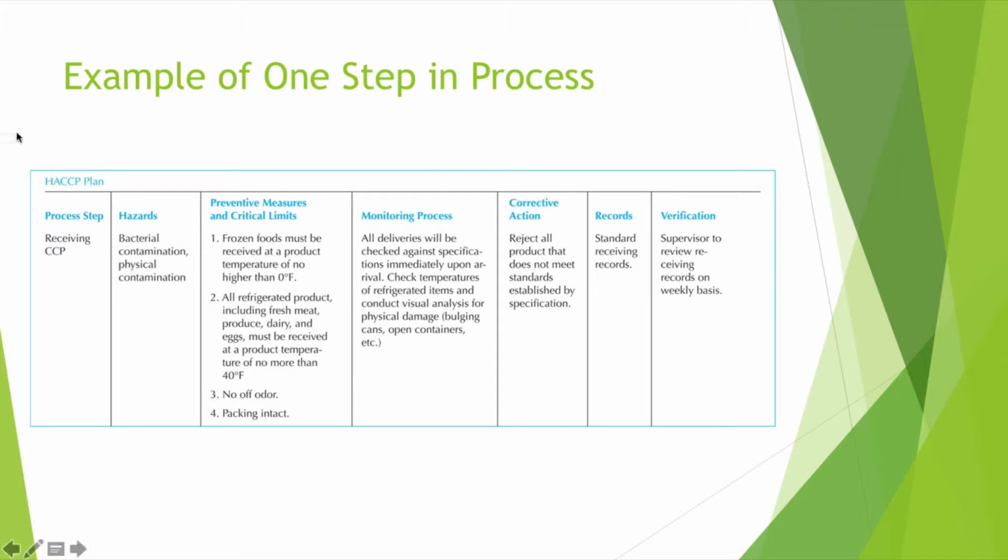Here's an example of one step in the process of a hazard analysis critical control point. You can see it goes through the different steps: process, hazards, preventive measures and critical limits, monitoring process, corrective action, records, and finally verification. At the receiving step, this is just one step; you're going to be creating one of these for each step. They've noted that at this particular point there is a critical control point because the food could go out of temperature or otherwise.